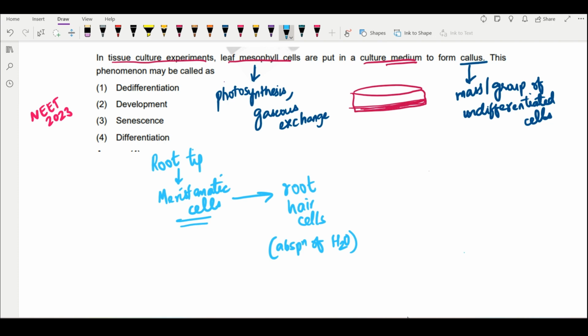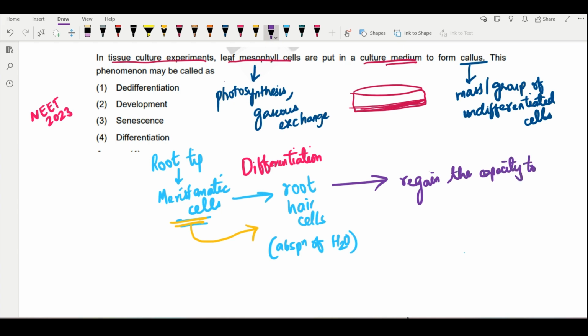So this process where meristematic cells, the cells that continuously divide, gain a specific function and lose their ability to divide, that process is known as differentiation. The process where meristematic cells get specialized to perform a specific function and lose their ability to divide is called differentiation.